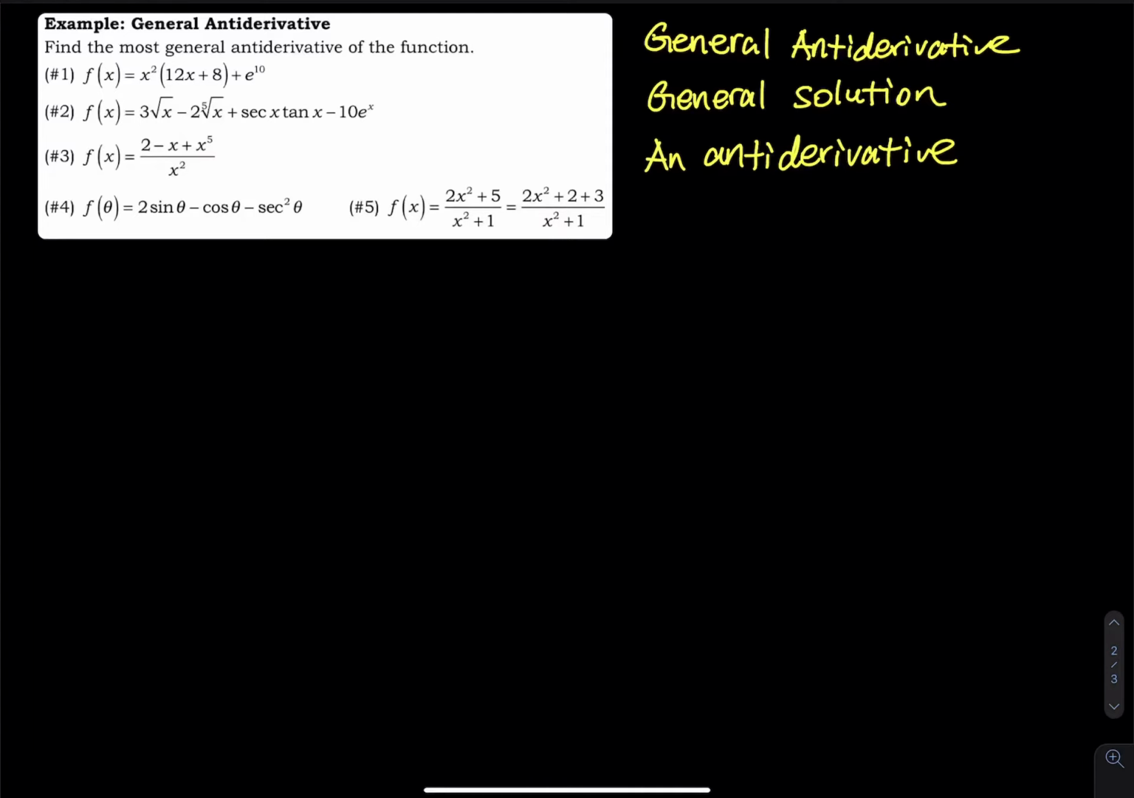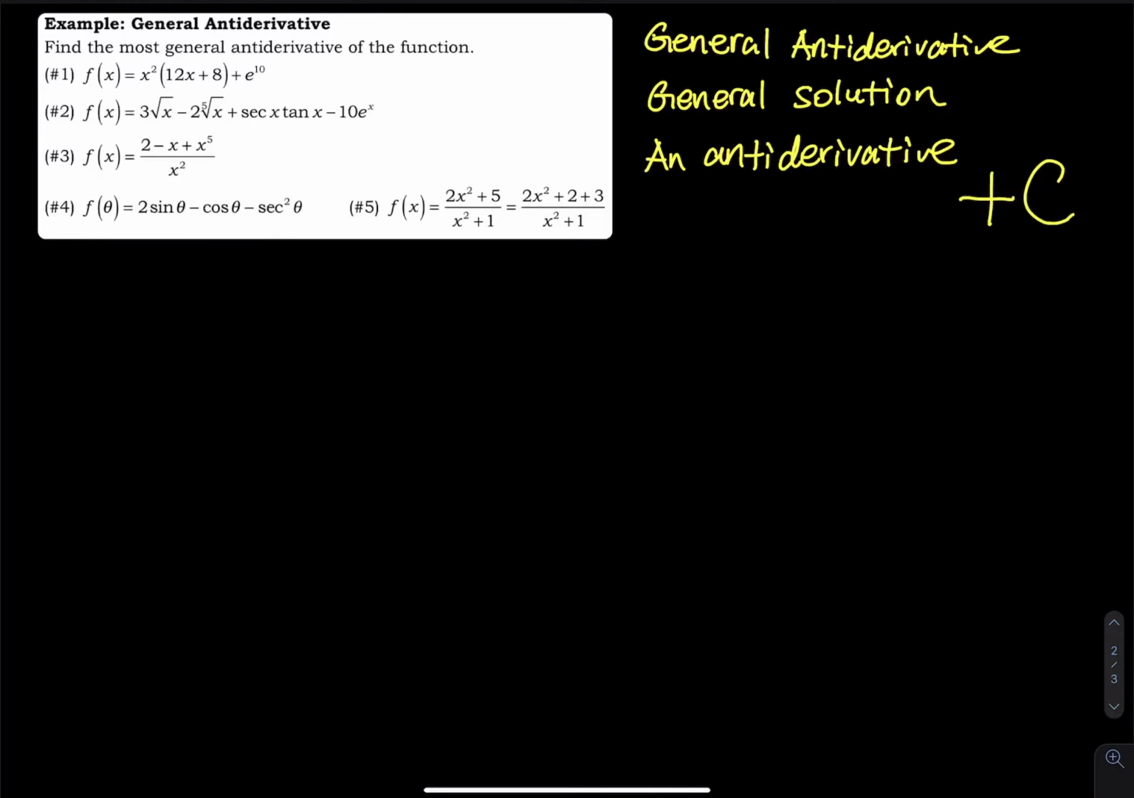In this video, we are going to find the general antiderivative of each of the functions. The general antiderivative has another name: a general solution, or some people just call this an antiderivative. When they mention these kinds of words, what do you need to have in your solution? When they mention antiderivative, general solution, or general antiderivative, that means there must be a plus C at the end of your answer. So let's take a look at number one.